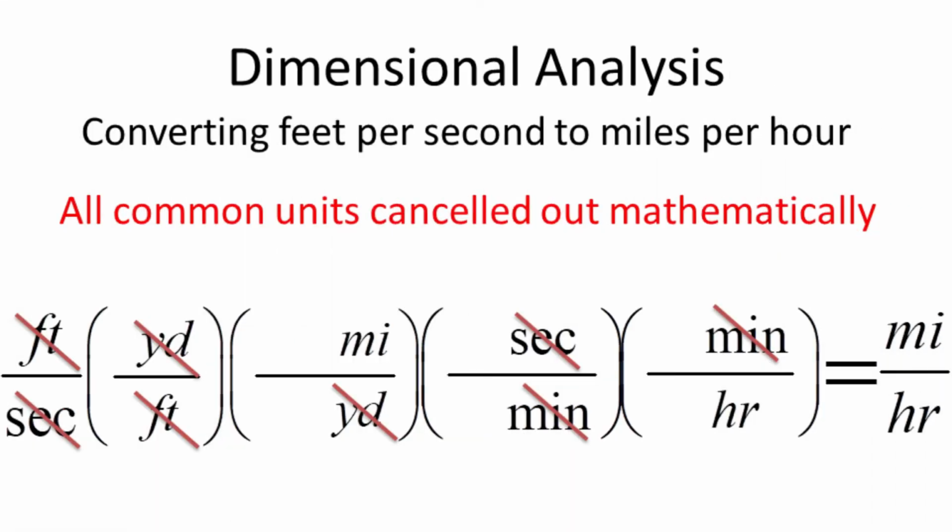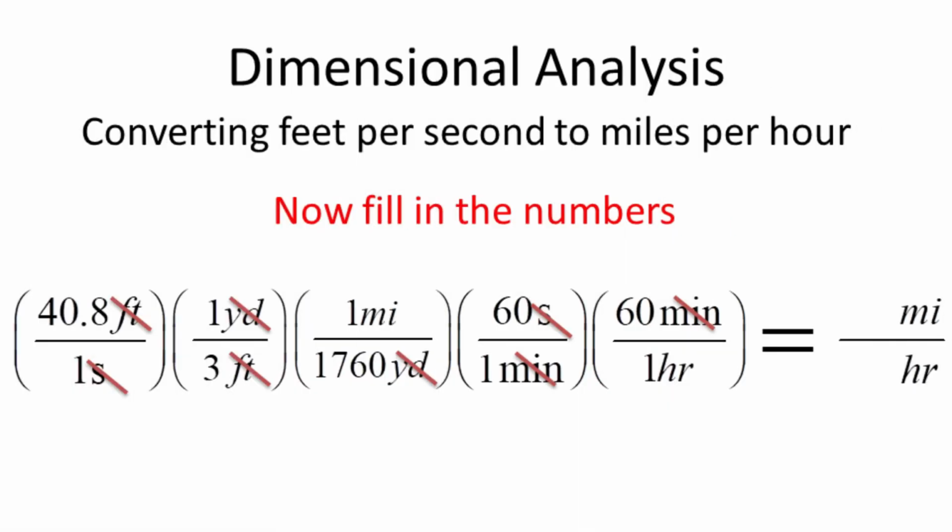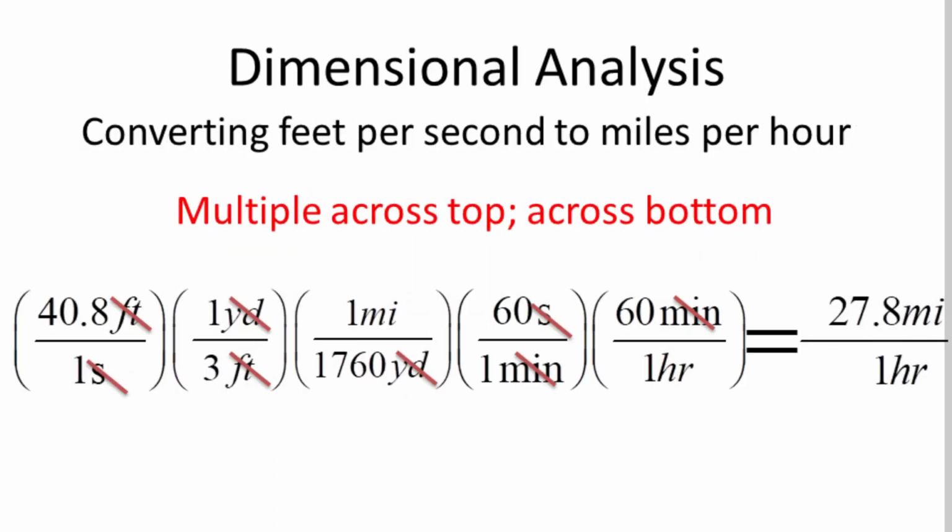Okay, so let's quickly check to see what we have here. On the left side, you've got all that mess, but all the units canceled out except for mile on top and hour on bottom. And that's exactly what we want because it's shown there on the right hand side. Now we put in all the numbers into the fractions. And now we can also multiply across the top and then across the bottom and simplify, and there's our final answer, 27.8 miles per hour.